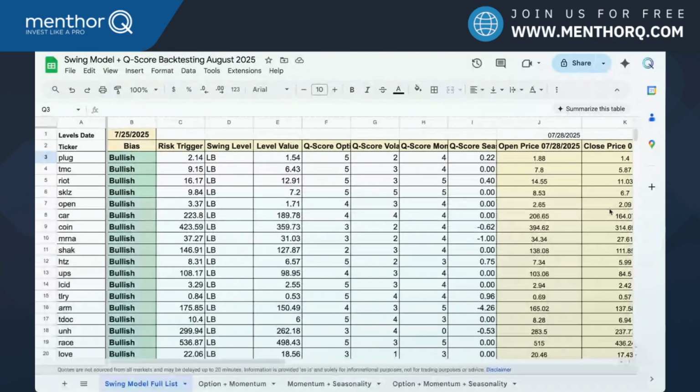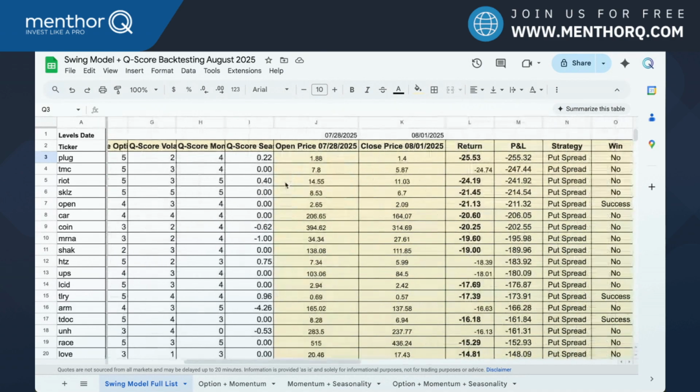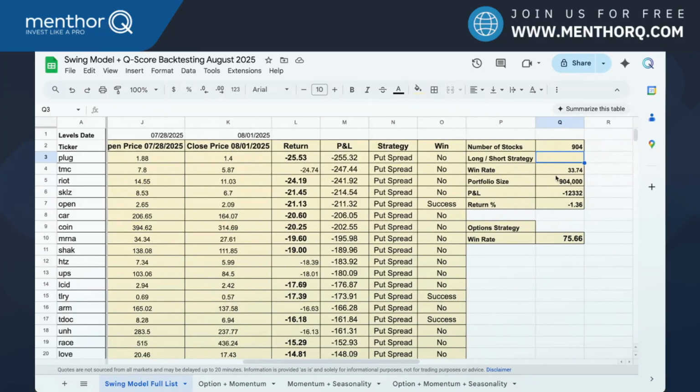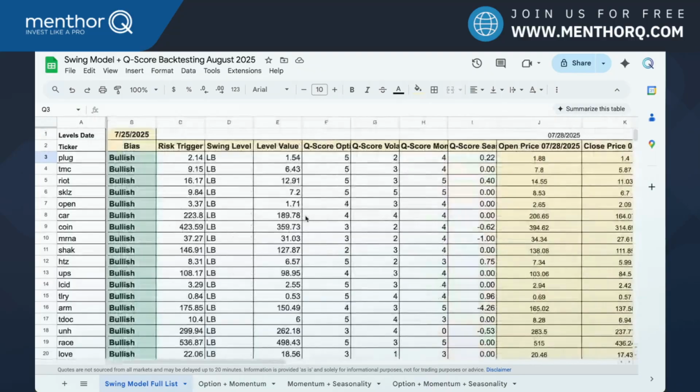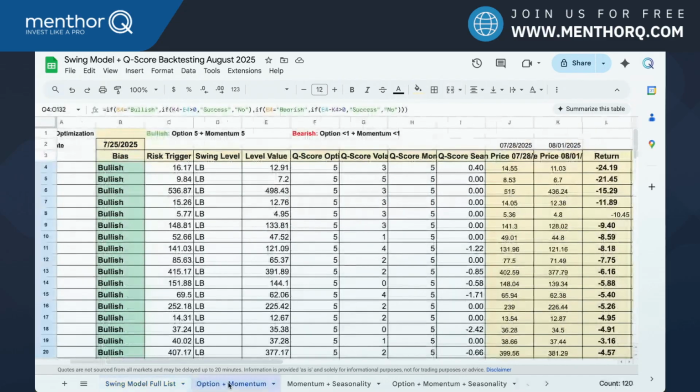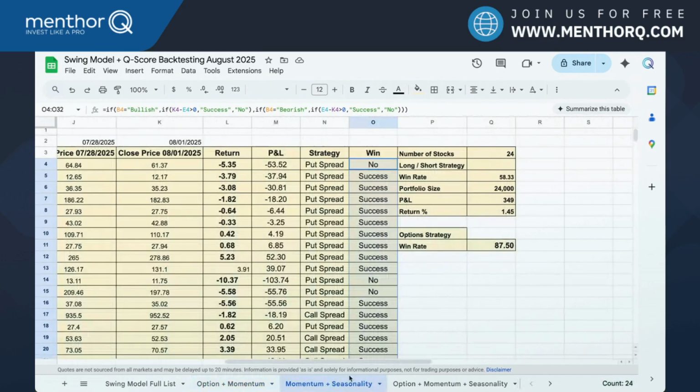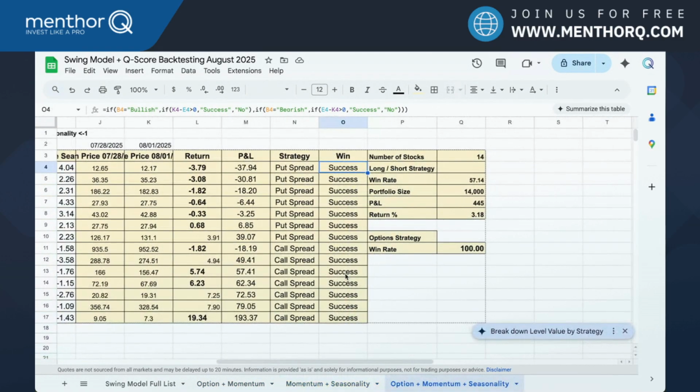So first of all, this is the Excel file. This will be available for you guys on our blog, and I'm going to show you where it's going to be. So we have our first tab, which is really just our full coverage. Here you see the assets, here is all the calculation, here are all the prices, the Q score data, the swing trading levels. And then we have the different exercises where we add our option and momentum score, momentum and seasonality, and then option, momentum, and seasonality, right?